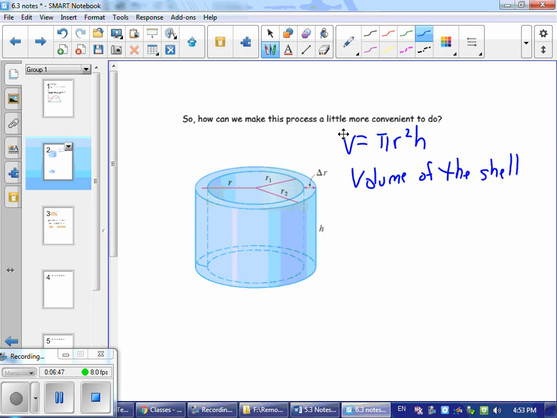what we would have to do is find the volume of the entire thing as if the inside was not cut out. So that would be the volume of the outer piece. And then we'd have to take away the volume of the inside piece, the piece that was hollowed out of there, and that would give us the volume of the shell which is left over.